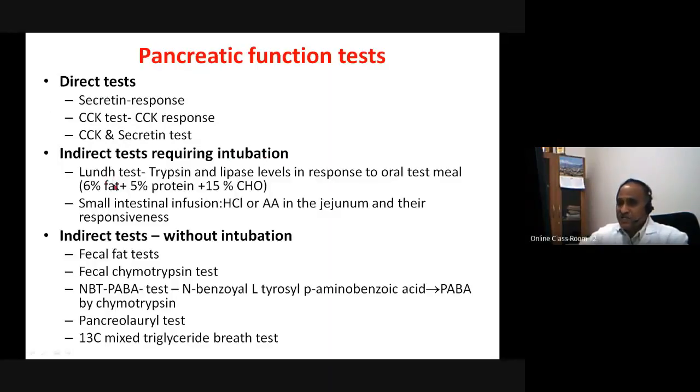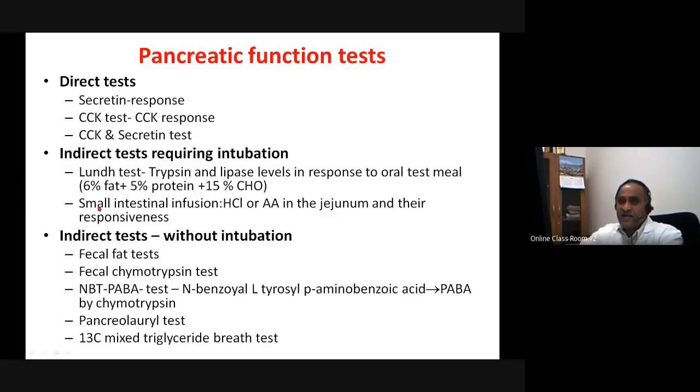So this is one of those tests, a Lund test, wherein the trypsin and lipase levels are measured after intubation following an oral test meal. You give the test meal containing 6% fat, 5% protein, and 15% carbohydrate. You allow the patient to swallow it orally, and then after ingestion you intubate, collect the duodenal contents, and look at the trypsin and lipase levels, because here you are looking at the fat and the protein. This is one test. This is a Lund test.